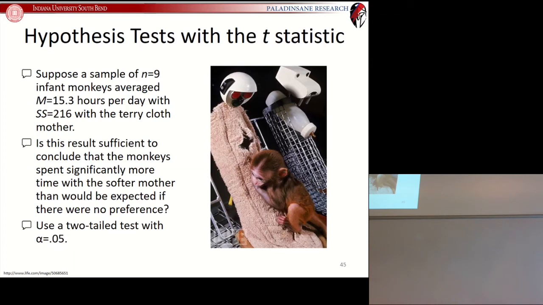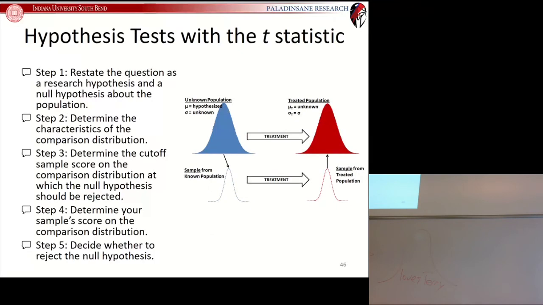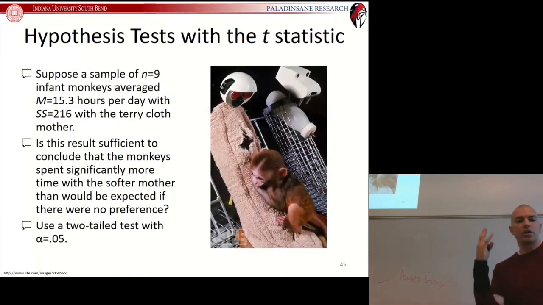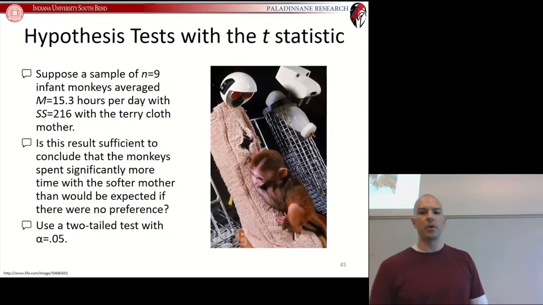And if the likelihood is low, we're going to say that these samples belong to a different population that loves the terry cloth. But if the probability was high, then we're going to say that they do belong to these monkeys that have no preference for one or the other mother. So let's take a look at what that situation is. We're going to do a two-tailed test with an alpha of 0.05.